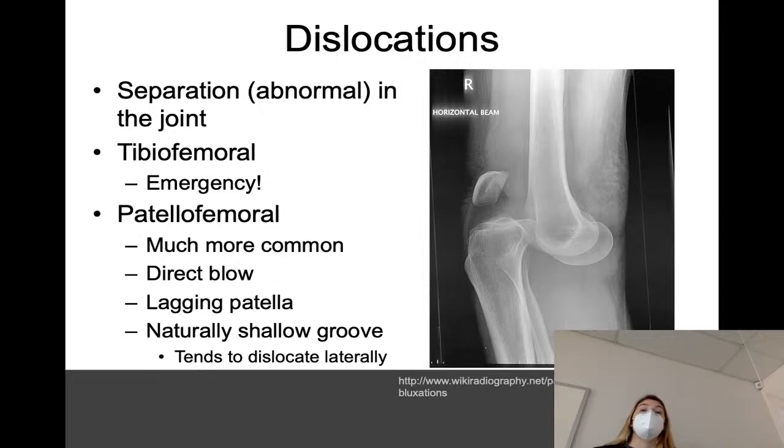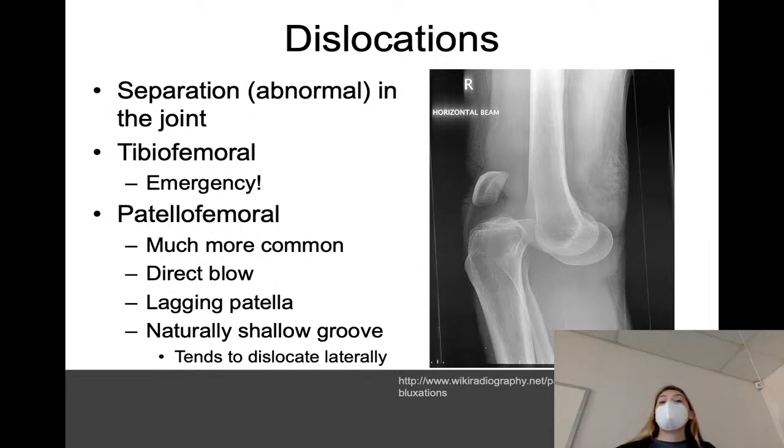That's not a big deal. It is very, very common. It can happen when you have a direct blow to it. You get hit and it gets forced out. You can have what's called a lagging patella. Basically, your muscles are a little imbalanced. They pull one direction too far, so it kind of pulls it out.